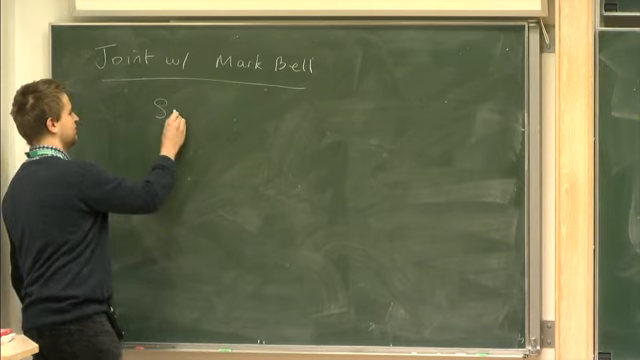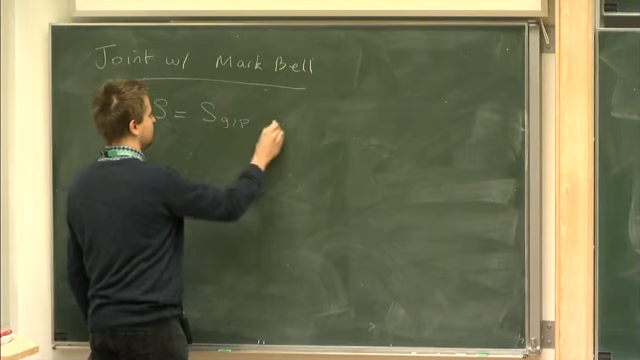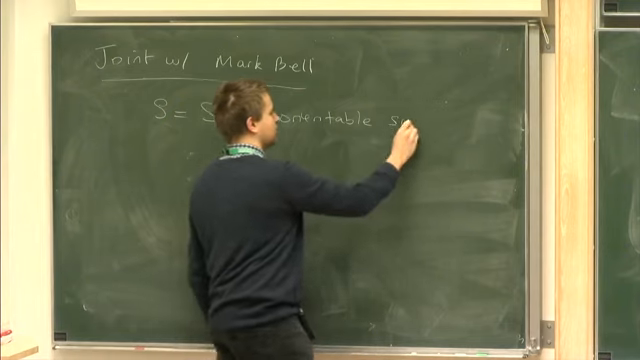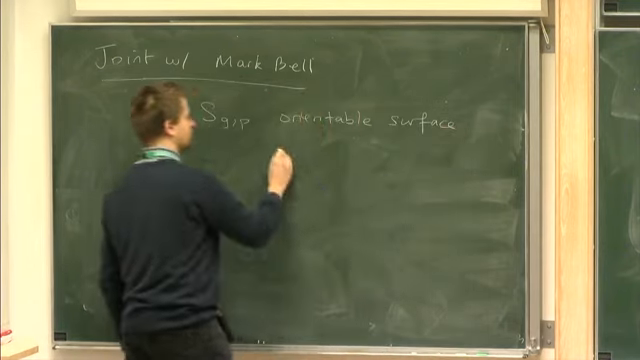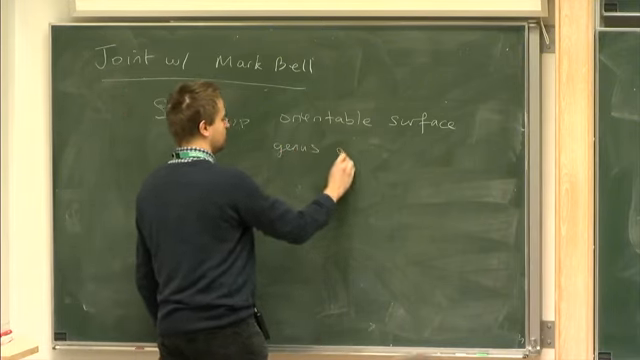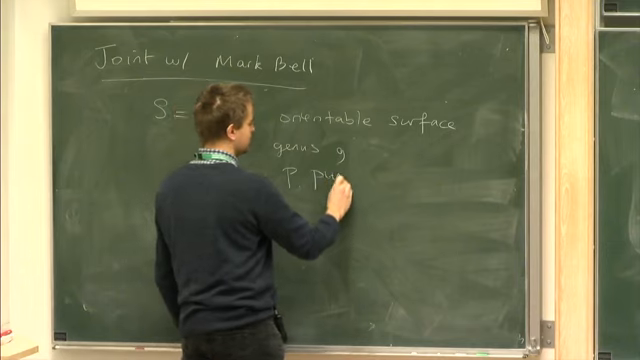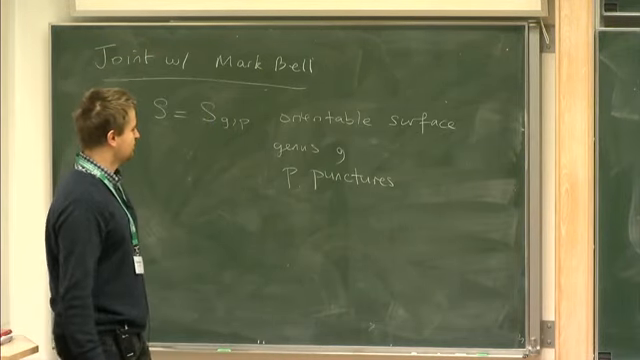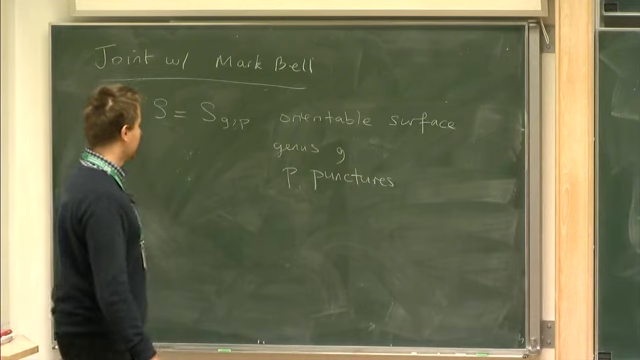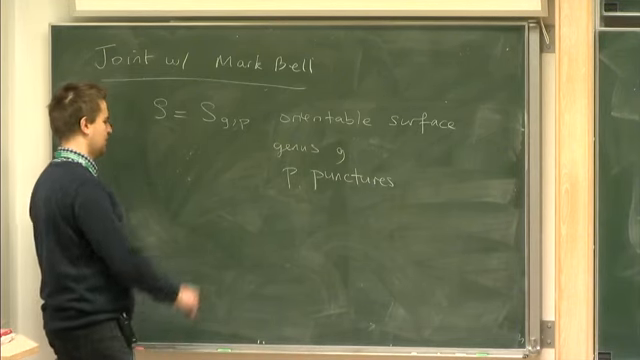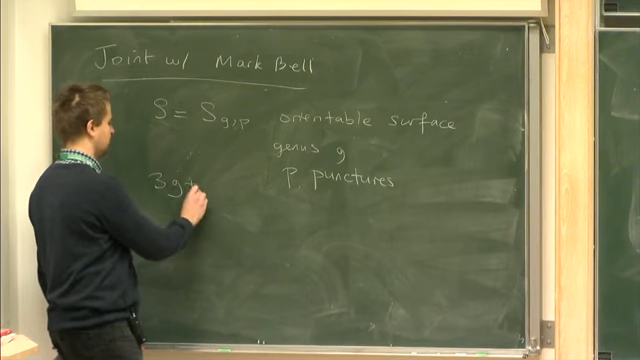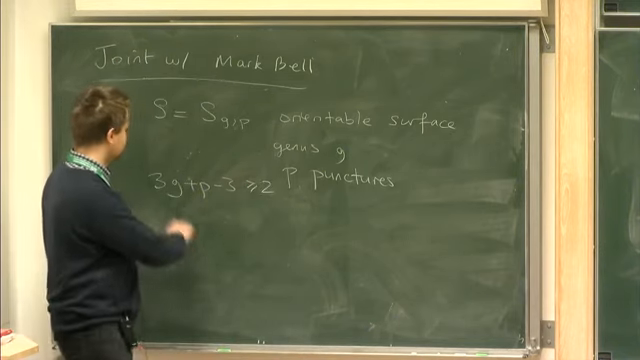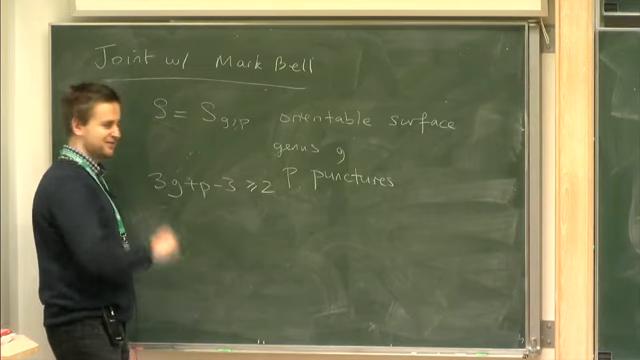And throughout, S is an orientable surface of genus G and P punctures, which you may, if you wish, think of as marked points. P could be 0 or positive. For technical reasons, the theorems are really non-trivial when the genus and the punctures are at least some size.